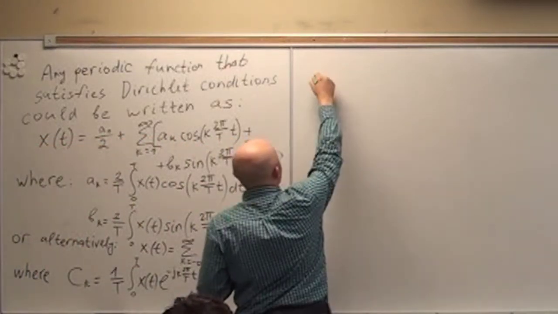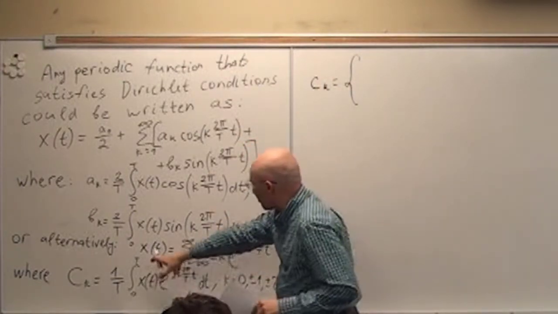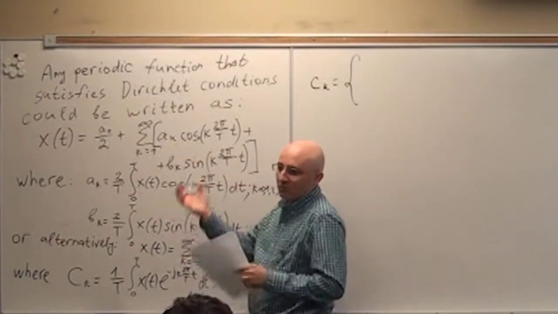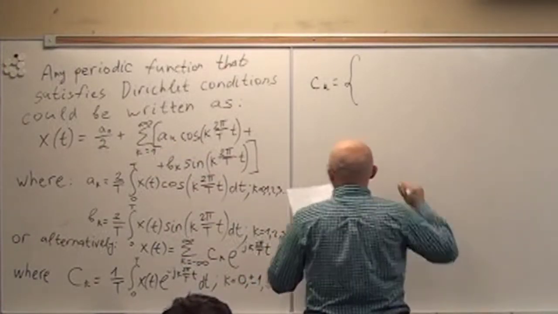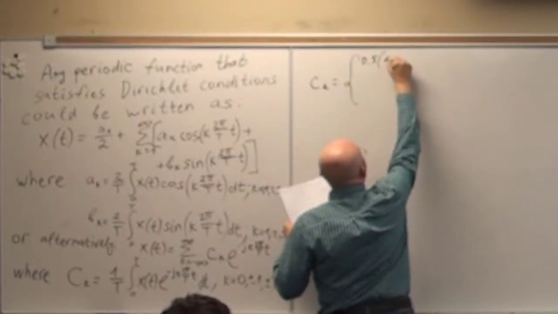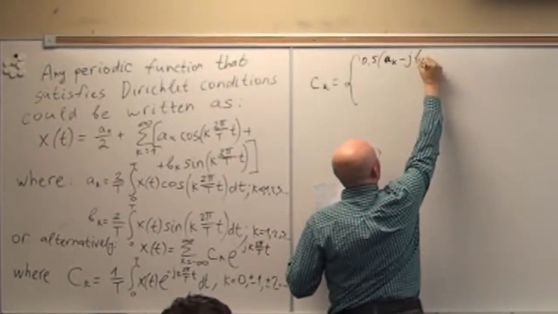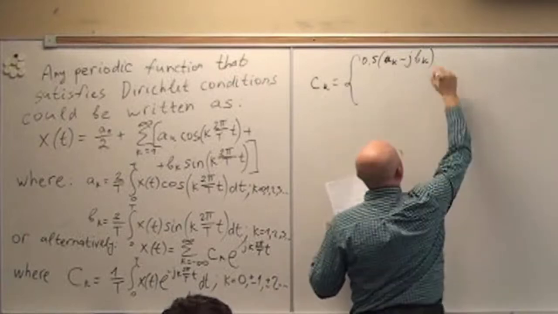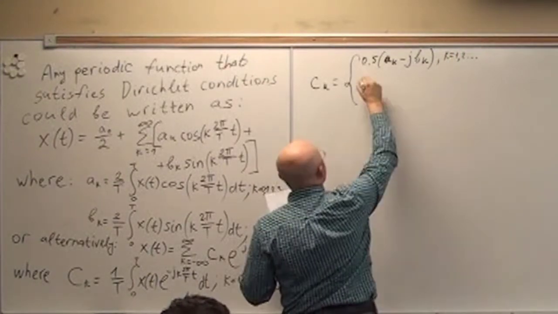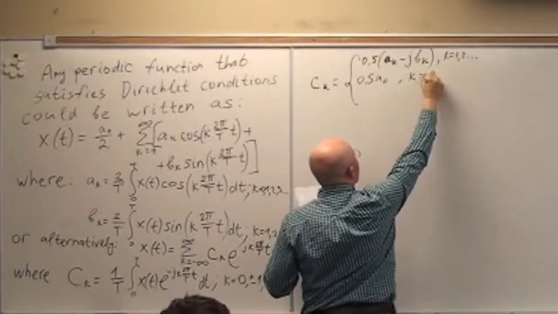It's just how you convert one type of coefficient to another. You can write those coefficients as a function of the other coefficients, or vice versa. So this will be 0.5, for k equals 1, 2, and so on, and 0.5 a0 for k equals 0.